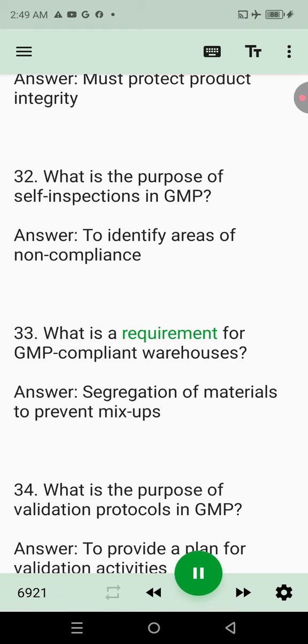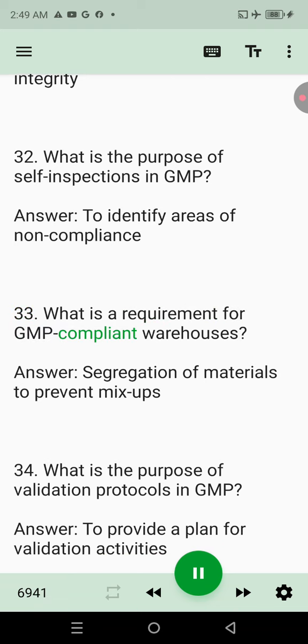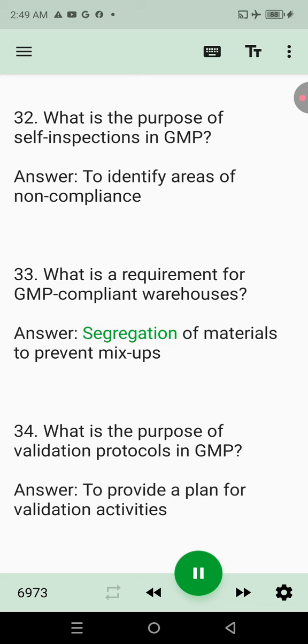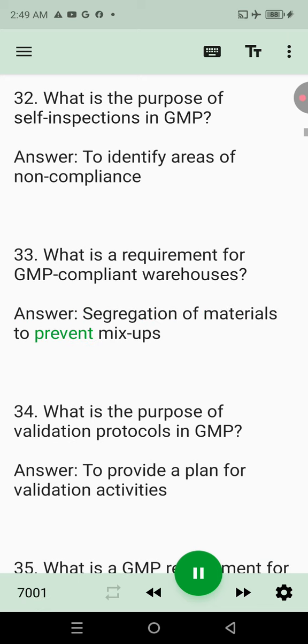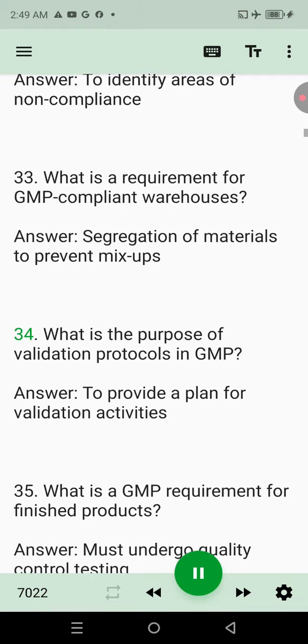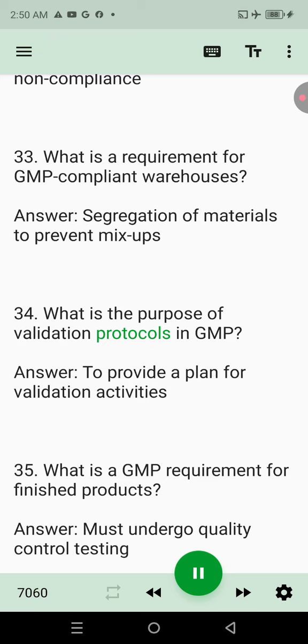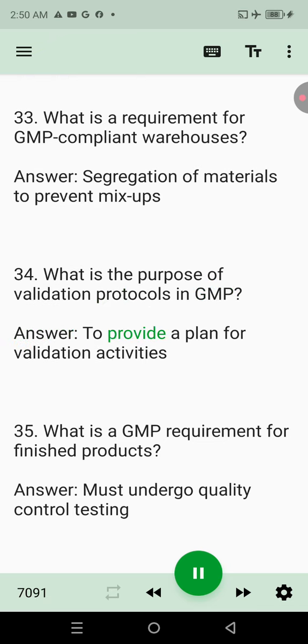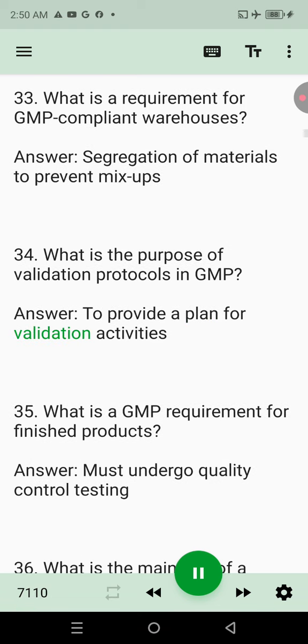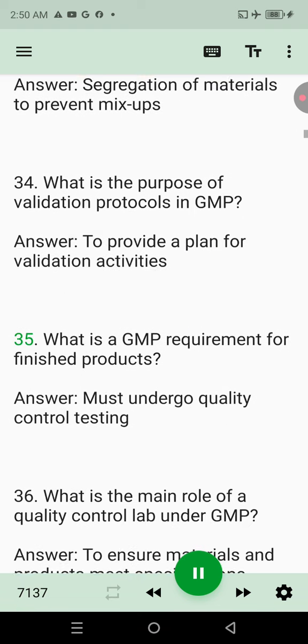33. What is a requirement for GMP-compliant warehouses? Answer: Segregation of materials to prevent mix-ups. 34. What is the purpose of validation protocols in GMP? Answer: To provide a plan for validation activities.